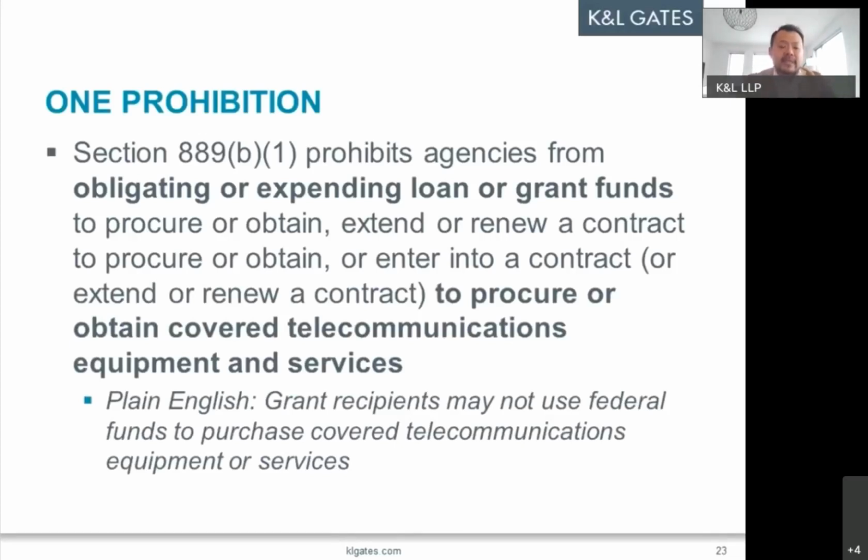it says that if you're a grantee, you cannot use federal funding to buy or obtain, or to have a contract that is going to buy or obtain or use covered telecom equipment and services. So the critical difference between a FAR-based contract and a grant for purposes of Section 889 is that under the FAR, you can't do it. Under grants, you can do it, but you've got to be careful, because you can't use federal money to do it. Next slide.